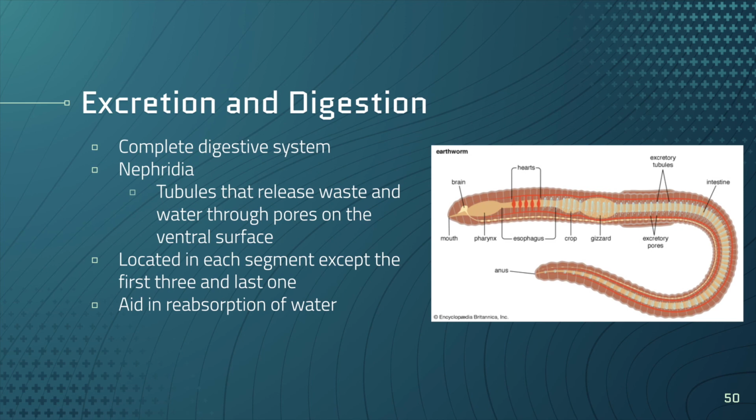Annelids contain a complete digestive tract. The earthworm dissection will have you investigate the digestive system of these worms, taking a look at the specialized structures such as the crop and gizzard. Excretory structures are organized as nephridia, which are tubules that collect and release waste and water through pores on the ventral surface of the worm.